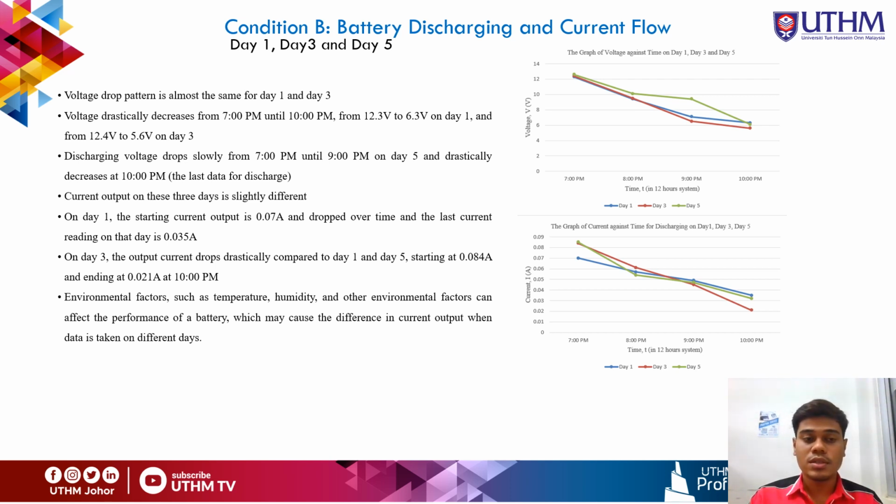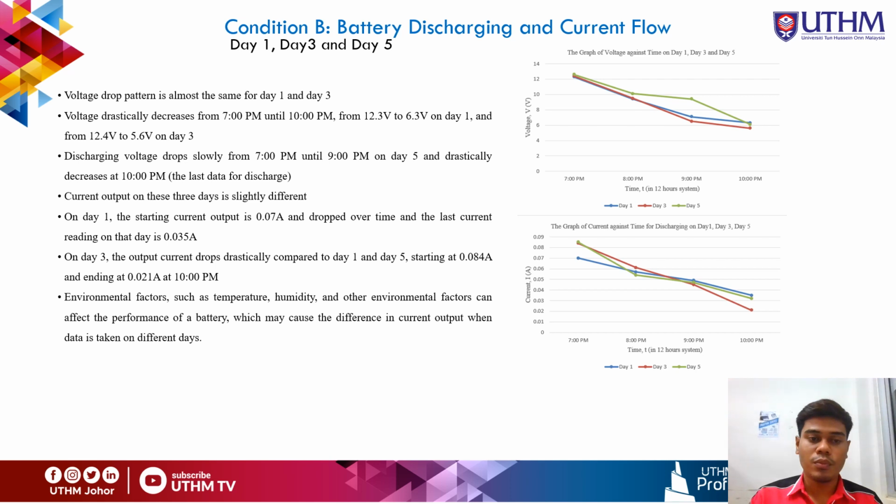After that, voltage drastically decreased from 7 p.m. until 10 p.m., from 12.3 volt to 6.3 volt on day 1 and from 12.4 volt to 5.6 volt on day 3. The discharging voltage drops slowly from 7 p.m. until 9 p.m. on day 5 and drastically decreases at 10 p.m., which is the last data for discharge.